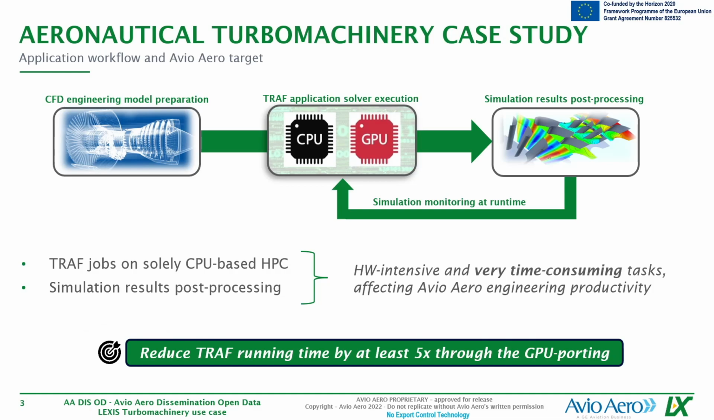In the overall application workflow that underlies the turbo machinery case study, there are two critical phases: the application solver execution based on the CFD solver Traff code and the post-processing of the simulation results. These are critical phases because they are computationally intensive and so they strongly affect the productivity of the Avio Aero engineering department. More specifically, focusing on the application solver execution phase, our main industrial target here is the reduction of Traff running time by at least a factor 5x through the GPU porting of the code.